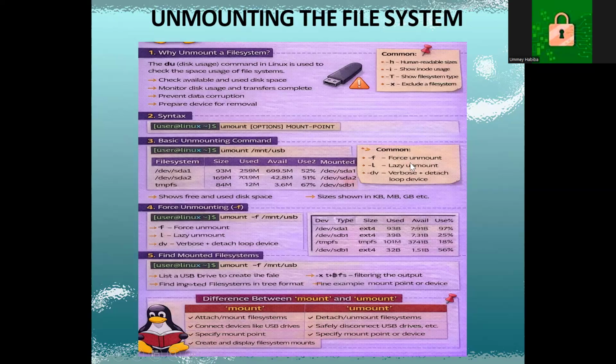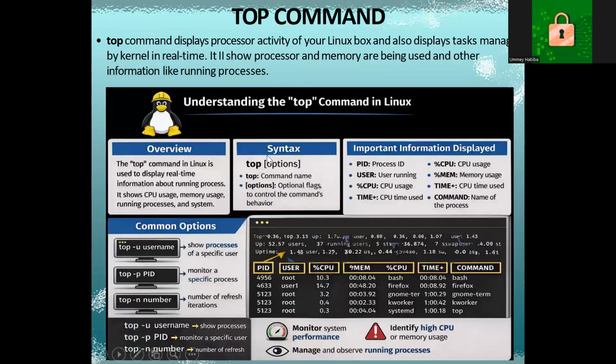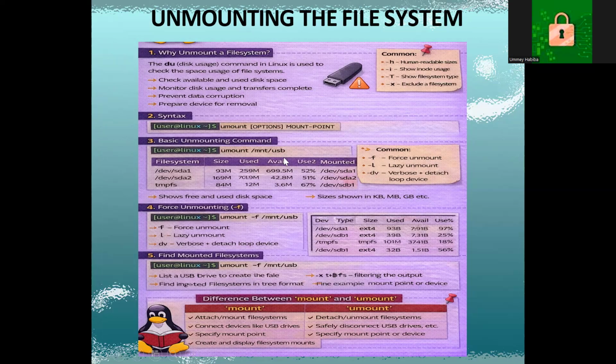For example, if a USB drive is mounted at slash mnt slash USB, it can be unmounted using umount slash mnt slash USB. Once the command is executed successfully, the system disconnects the device from the directory structure and the files on that device are no longer accessible through that mount point.